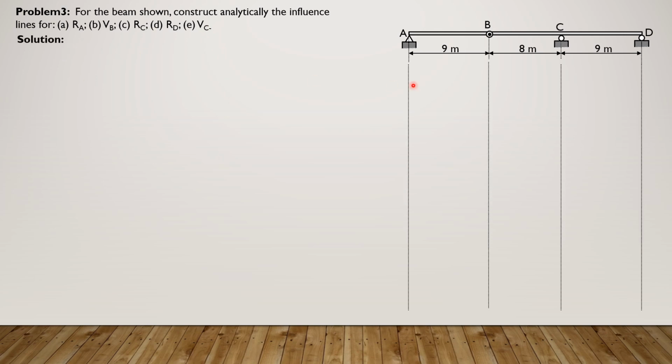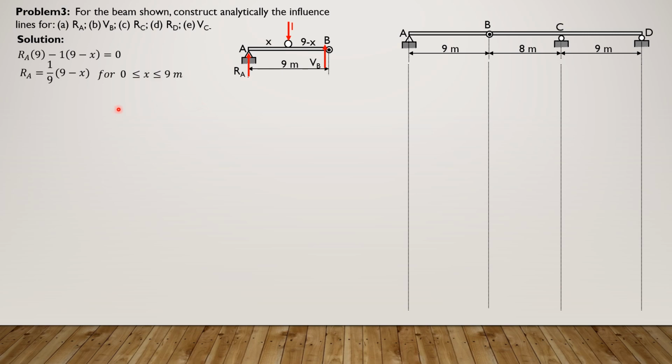So first for RA, we have to construct the free body diagram up to AB. So RA, then we have the unit load at distance x from A, and we have the reaction at B. So summation of moment at B equals 0, so we have RA times 9 minus 1 times 9 minus x equals 0. So R sub A is 1 over 9 times 9 minus x, and this is applicable for 0 to 9.